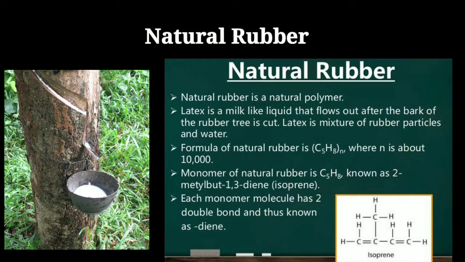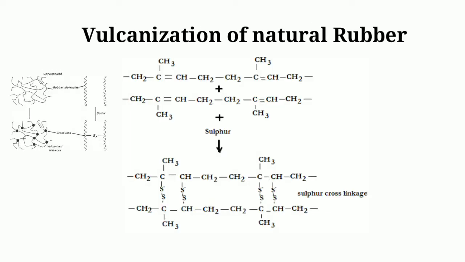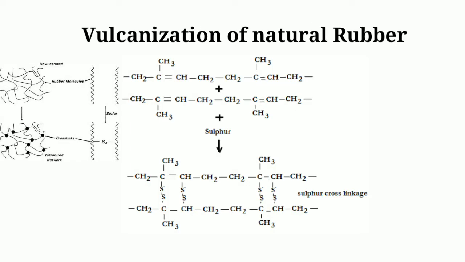Isoprene is 2-methyl 1,3-butadiene. Natural rubber is in the form of cis, which means it is cis 1,4 polyisoprene. It is a long flexible chain. It has a weak intermolecular force and it exhibits elastic properties. Natural rubber is soft, sticky and has less tensile strength.